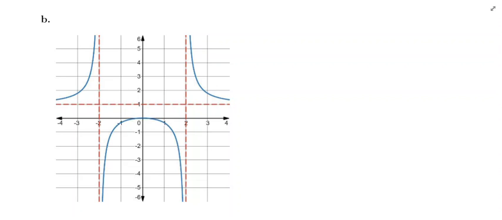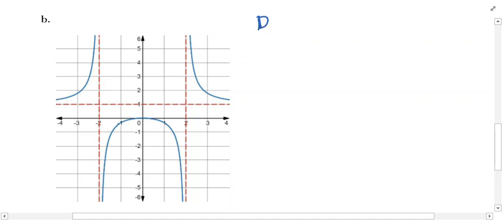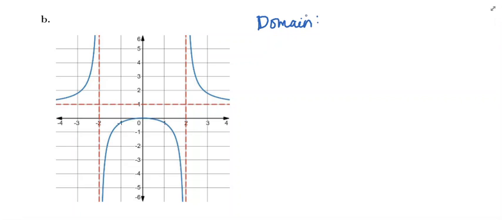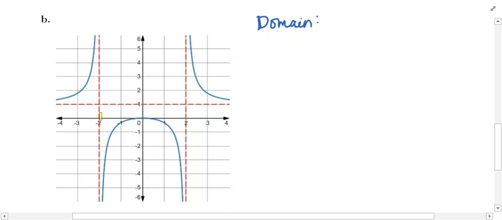All right, here is the graph in example 3b. The first thing we're going to do is write down the domain and the range. Okay, we will start with domain. Remember, we just saw from the previous example that the asymptotes can be really helpful in figuring out domain and range. So for domain, we're trying to find the bad x values.